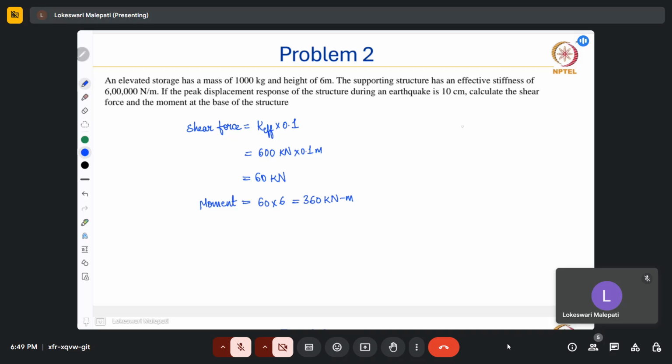So for the moment, for example, we have the system like this, right? You have a storage tank, and then we have this mass, and we also have the base here. So this we already know. That means for this thing to be in equilibrium, there must also have been an external force here. So I just found out the overturning moment with respect to the base, since we know the height of the structure.